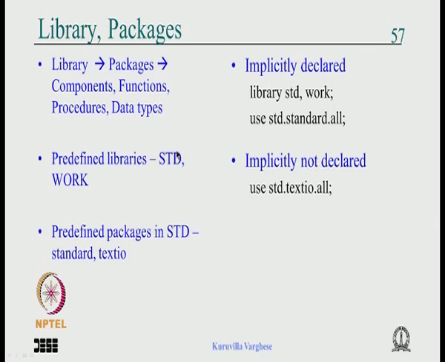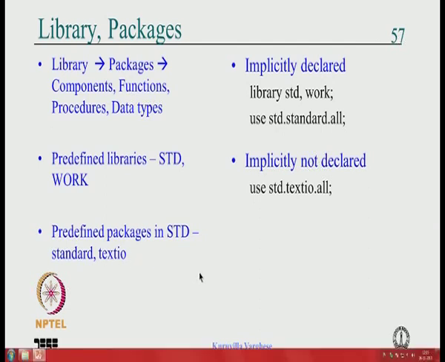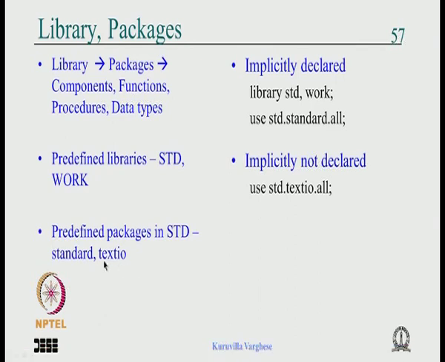There are two packages in the std library. One is called standard, which contains all the standard data types, operators, functions and so on. It also has another package called textio, which has the file declarations which can be used for test benches and for writing something to the screen and things like that. Now mind you, these things are implicitly declared. You do not have to declare them when you write a code. You do not have to say library std comma work, which is already understood, which is implicit.